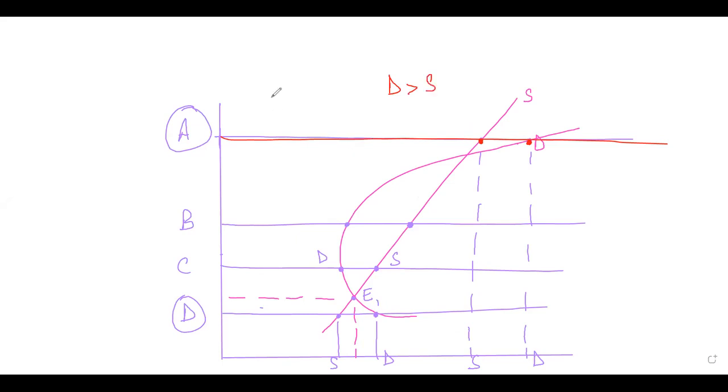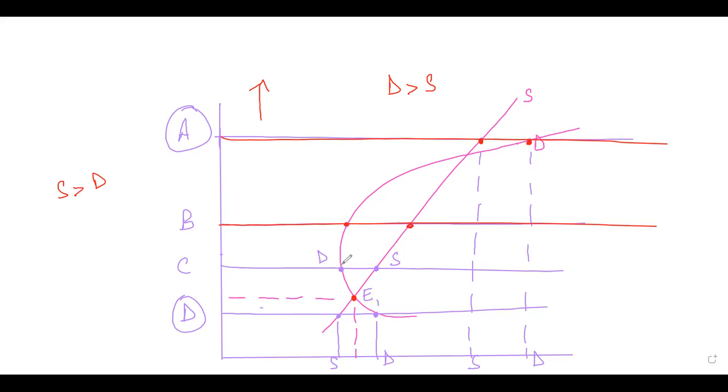And when prices rise above this, will you ever reach back to this equilibrium point? Will you ever reach this? You will not. Whereas in all the other cases, you were coming back to the original equilibrium. How? Because at price B, you can see supply is greater than demand. So when supply is greater than demand, prices fall. Prices fall, you will eventually come to meet this equilibrium.